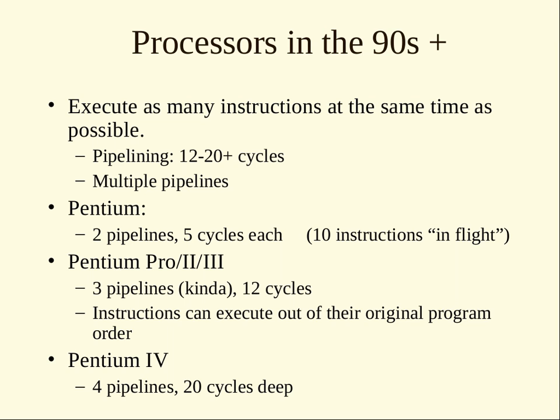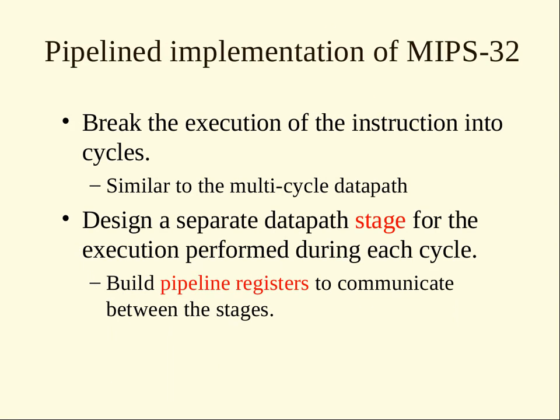You might have multiple pipelines running at the same time, so you can execute multiple instructions at the same time. The Pentium was 2 pipelines, 5 cycles each. And we're going to get to what a Pentium did in our in-order pipeline. The Pentium Pro is when they went to out-of-order execution, and if you take my graduate class, we'll learn about this. You would have multiple instructions in flight, or executing at the same time. And the Pentium 4 went crazy with 4 pipelines, 20 cycles deep on each pipeline. All right.